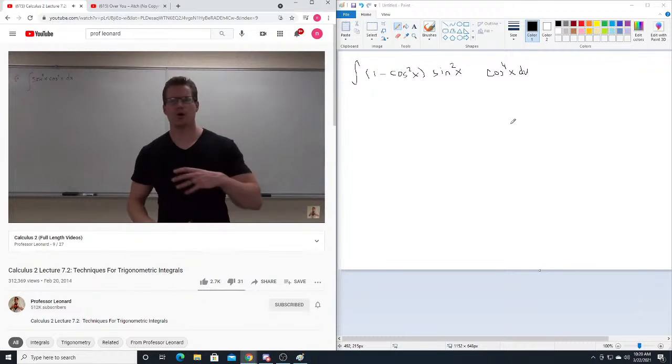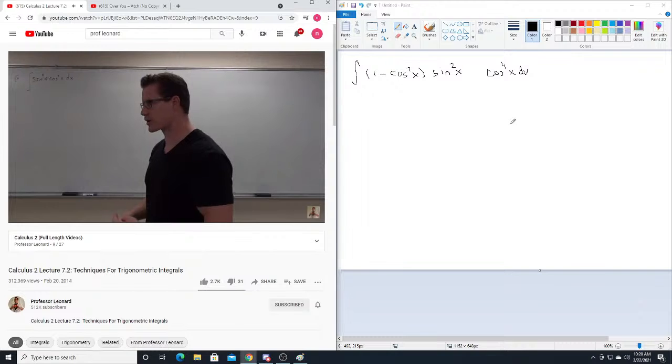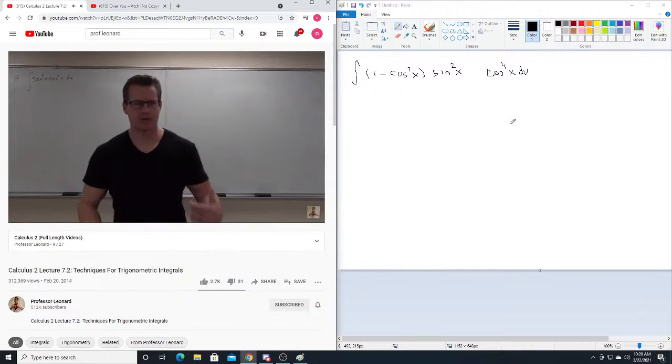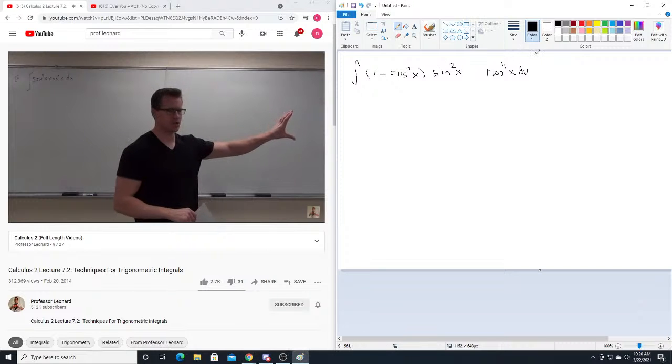So if you have both evens, the idea is you're going to manipulate this thing a lot. It's going to be a lot of work. But what we're going to be using here is the half-angle formulas, where we have sine squared equals 1/2 times 1 minus cosine 2x.